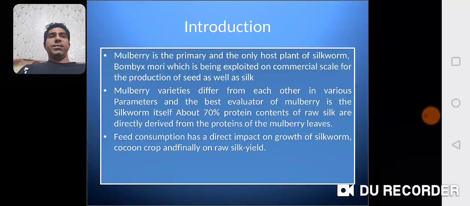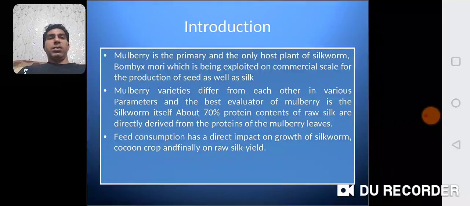Mulberry varieties differ from each other in various parameters, and the best evaluator of mulberry is the silkworm itself. About 70% of the protein content of raw silk is directly derived from the proteins of the mulberry leaves. Feed consumption has a direct impact on the growth of silkworm, cocoon crop, and finally on raw silk yield.